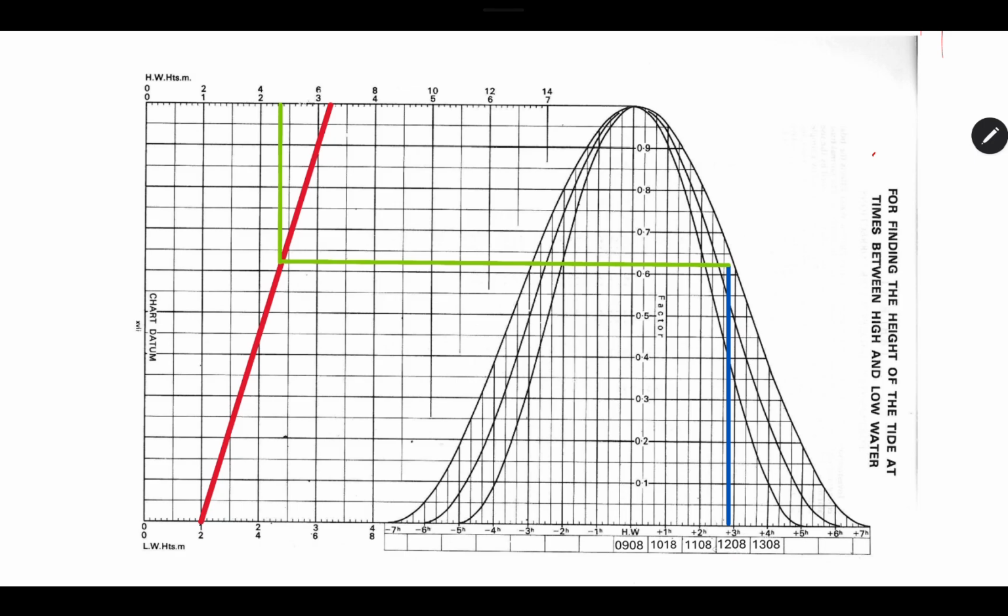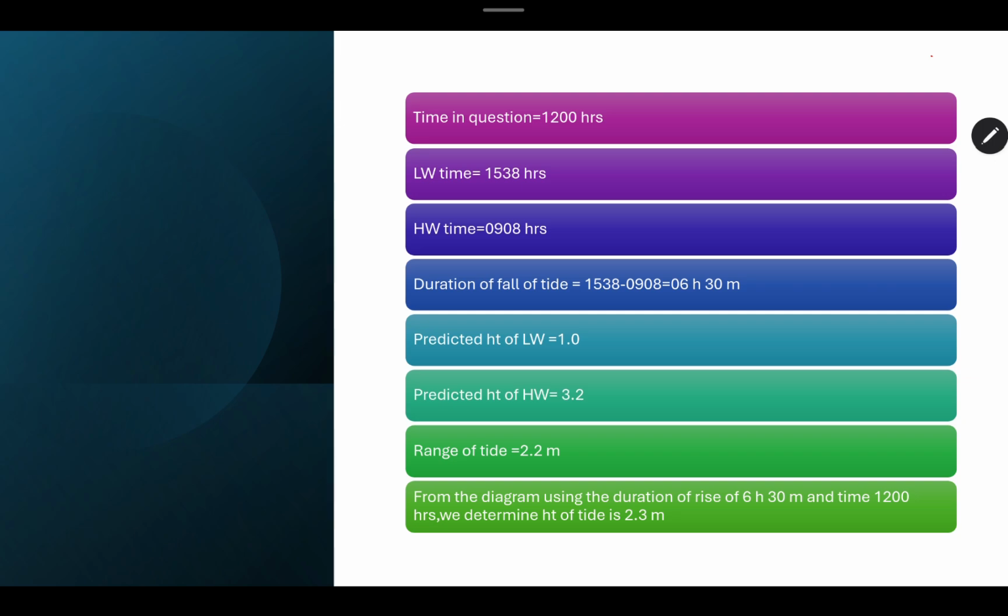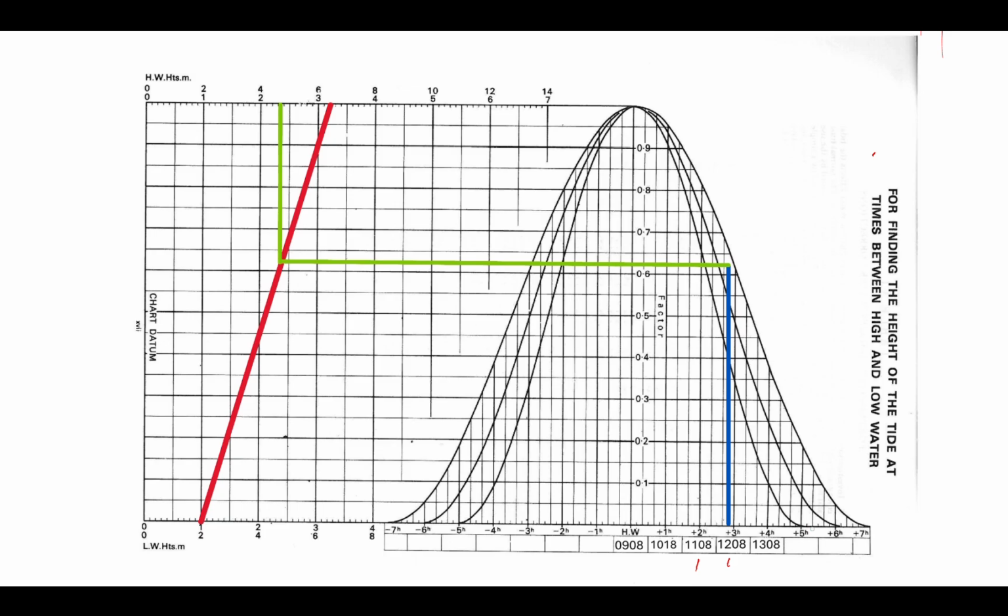We know that we don't have 1200 exactly on the timestamp. It is 1208, and this one is 1108, so I interpolated in between, and I got a point which I considered as 1200 hours. And in the previous calculation we know that the duration of fall of tide was 6 hours and 30 minutes. If we look into the diagram, we have only three curves: 5 hours, 6 hours, and 7 hours. We want the curve at 6 hours and 30 minutes, which we don't have.